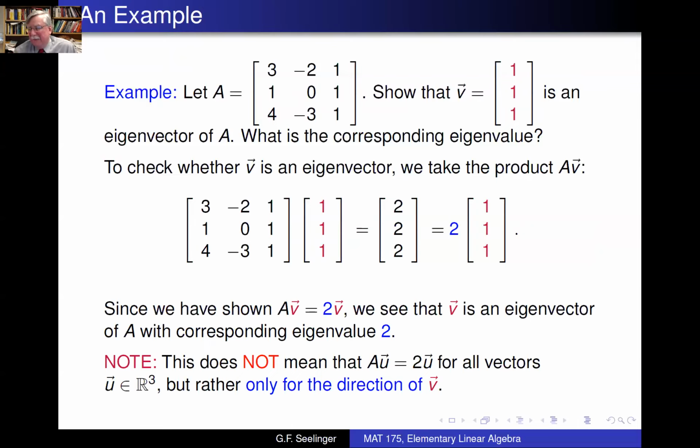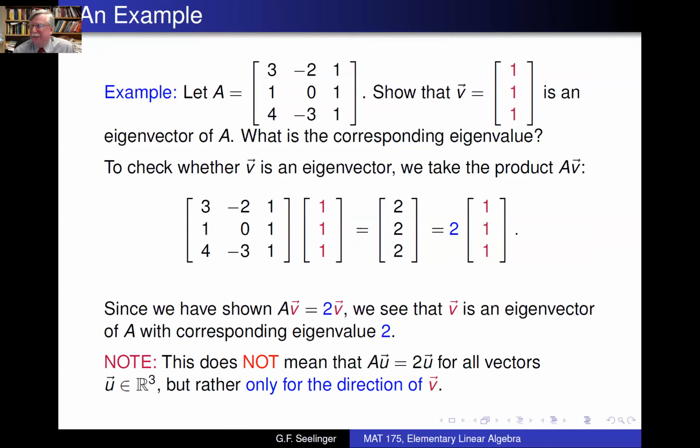So this does not mean that A times U is equal to 2 times U for every vector in R3. This is actually just in the direction of V. Now, when I present this typically, I get the question, how did you know (1, 1, 1) works? And we will get into how you actually find these types of eigenvectors. But for now, just know that it works, or we can see that it works.